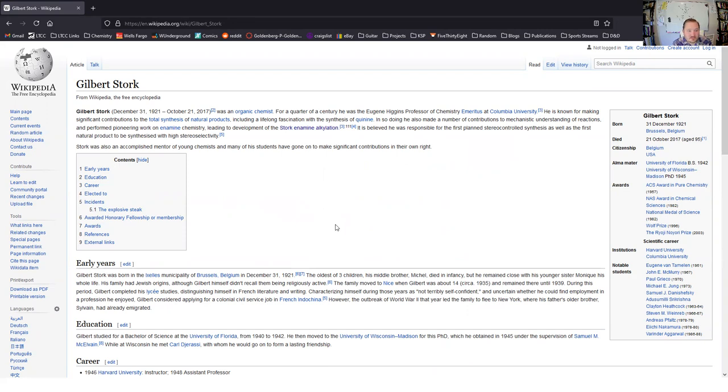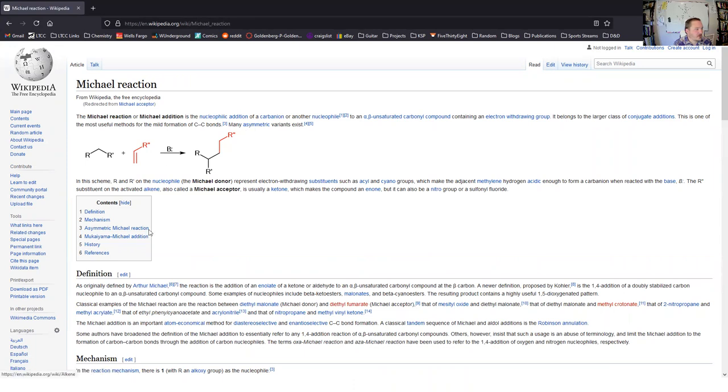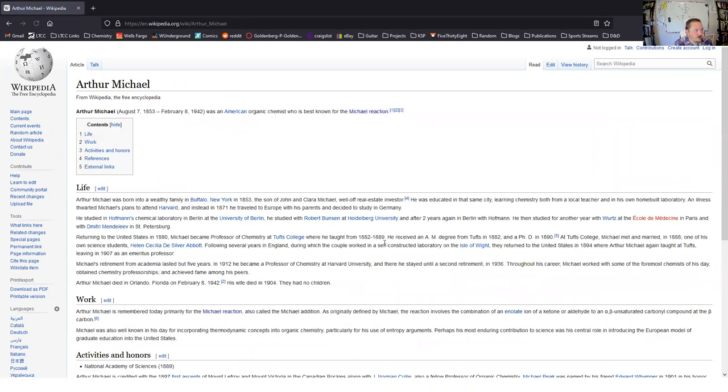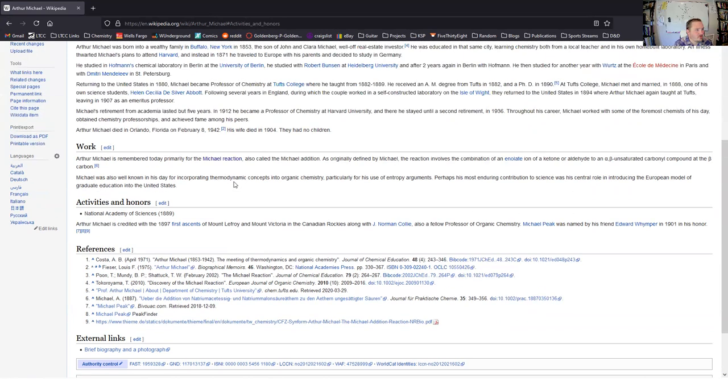And it doesn't look like this won him the Nobel Prize, but he does have a bunch of other prestigious chemistry prizes, just not the big one. Probably because it's such a focused reaction. Michael acceptor, Michael, on the other hand, Arthur Michael, National Academy of Sciences. Yeah, no Nobel Prizes for him.